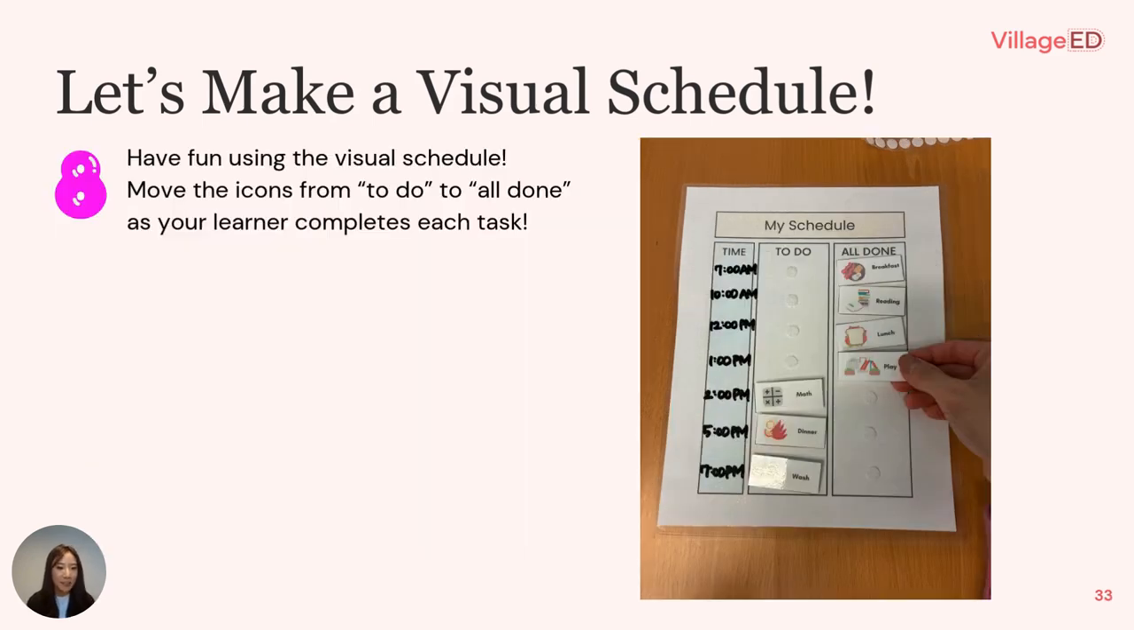And step 8, of course, have fun using the visual schedule. So move the icons from to do to all done as you go through or your learner completes each task. I've noticed that my students love to move the icons from one column to another. I think it's just kind of rewarding for them. So if you want to have them engaged, definitely have them engage in that process.